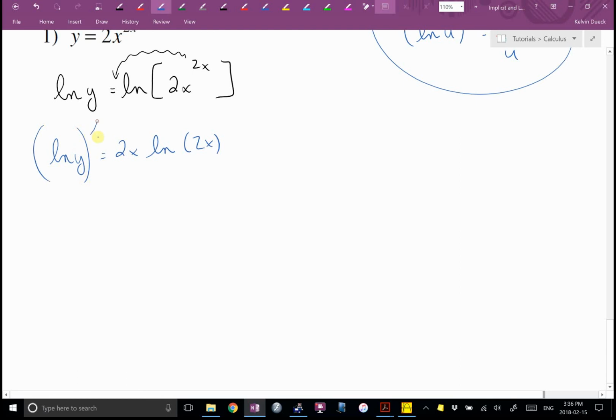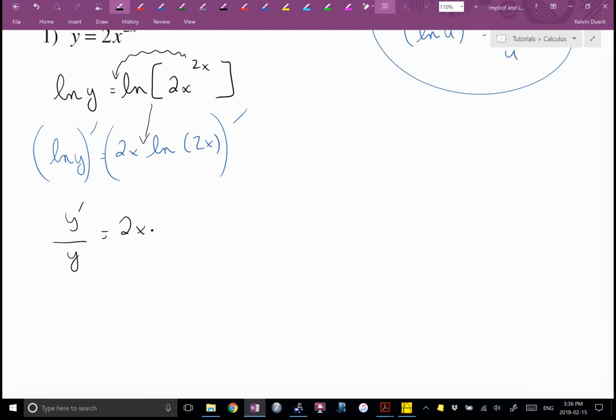So now I'm going to take the derivative. What's the derivative of ln of y? The derivative of ln of u was u prime over u. So this is going to end up being y prime over y. I'm going to try and get that y prime by itself later, because that's going to be my derivative. Equals, product rule. There's a 2x and an ln of 2x. What's the product rule? Rewrite the first term times the derivative of the second term.